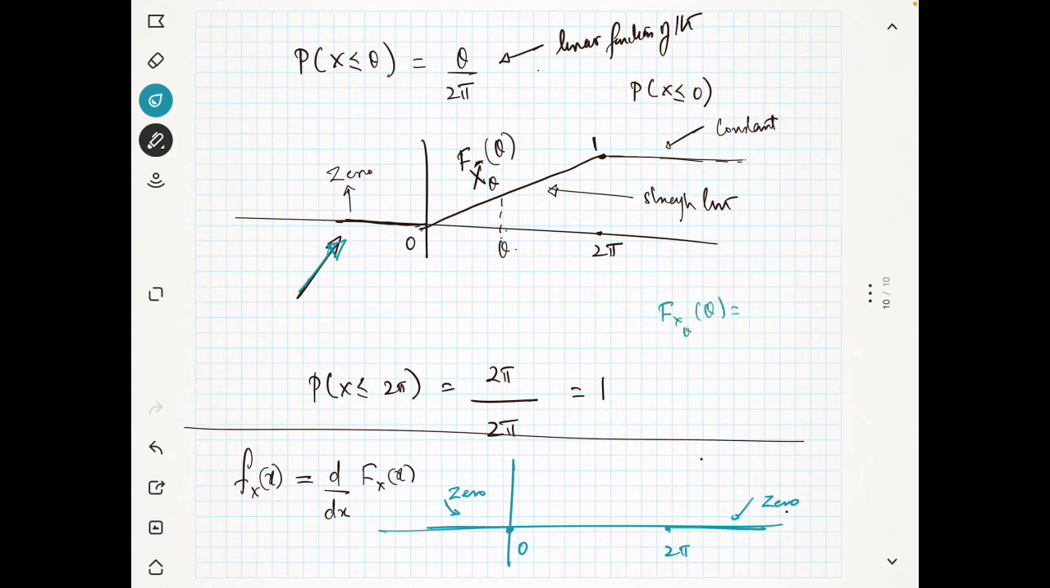Because F_X theta of theta is nothing but theta by 2 pi, if you differentiate it, it becomes 1 by 2 pi. That is nothing but d by d theta of F_X theta of theta. So this is nothing but your PDF f_X of x between 0 and 2 pi. It is a constant, which is 1 by 2 pi.